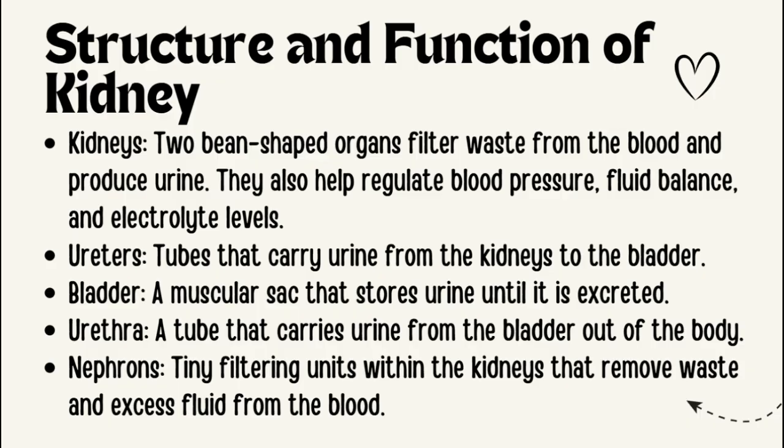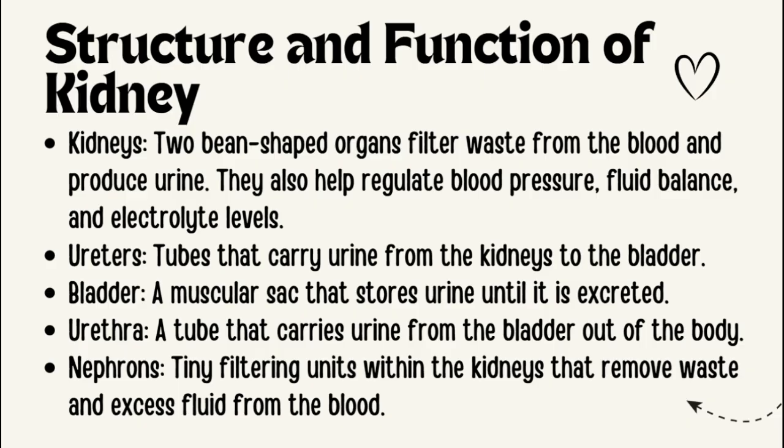Now within the kidneys we do have some structures, which are nephrons. Nephrons are tiny filtering units within the kidneys that remove waste and excess fluid from the blood. That's the main thing with the kidney. You have to know about the nephrons inside of the kidney, since they're the ones that actually do the filtering in order to remove the waste. So it's not just the kidney that removes waste all by itself, it's the nephrons within it that are removing the waste and the excess fluid from the blood.